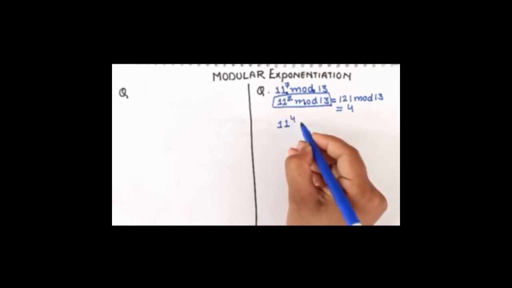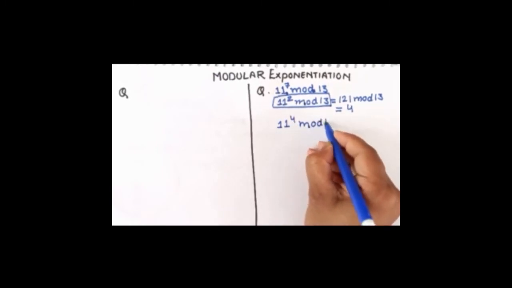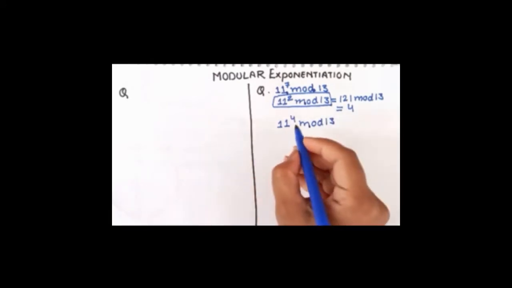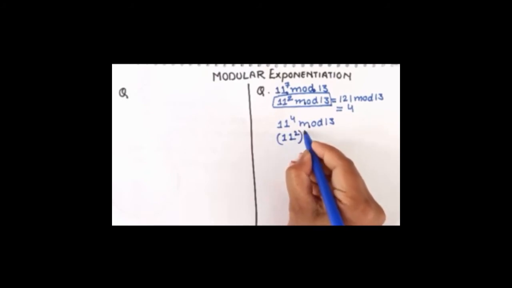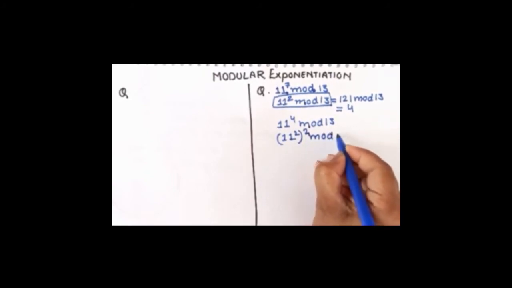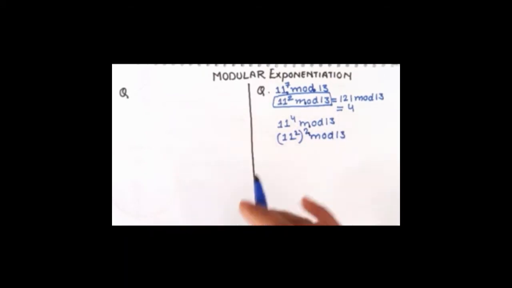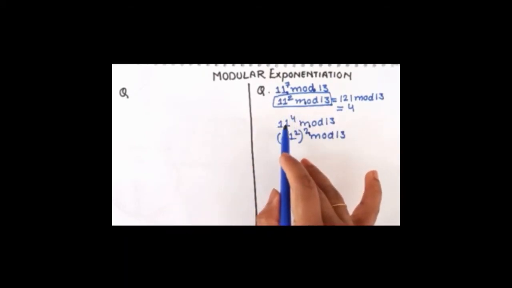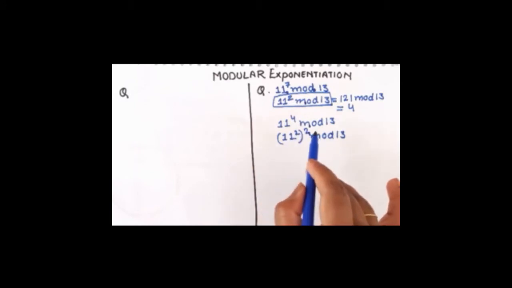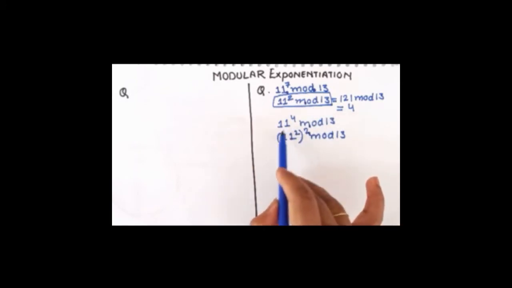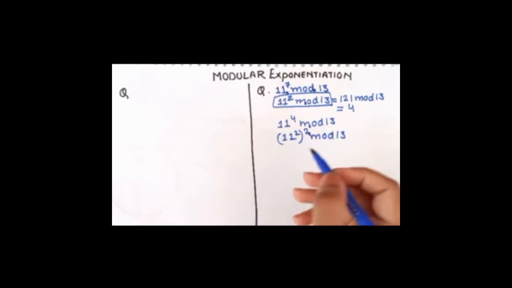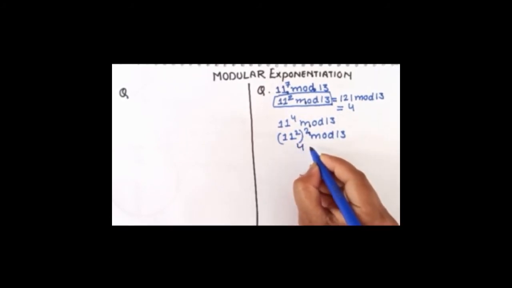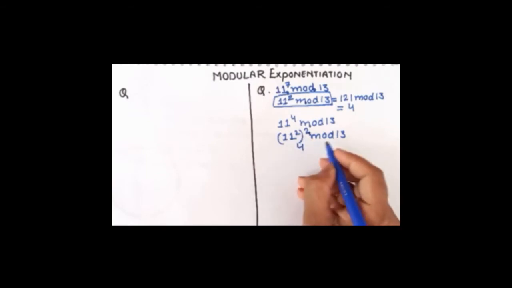Moving ahead, 11 to the power 4 mod 13. Now, how can you write this? You can also write 11 to the power 4 as 11 to the power 2, to the power 2, mod 13, right? My purpose of writing 11 to the power 4 as 11 to the power 2 to the power 2 is because I know the value of 11 to the power 2 mod 13. What is the value of 11 to the power 2 mod 13? The value is 4.